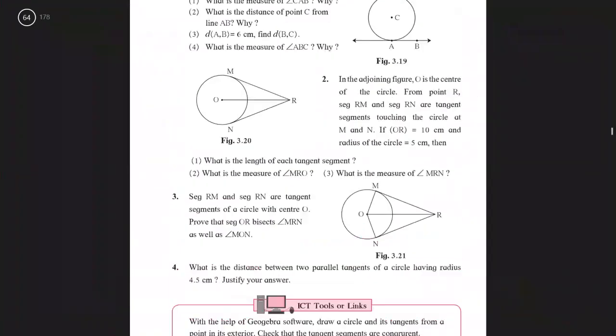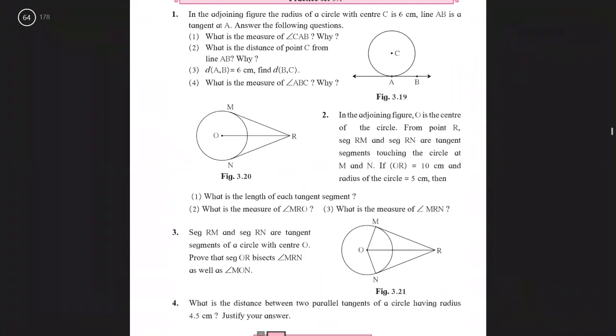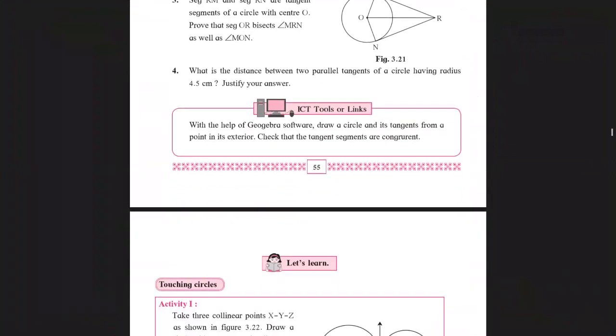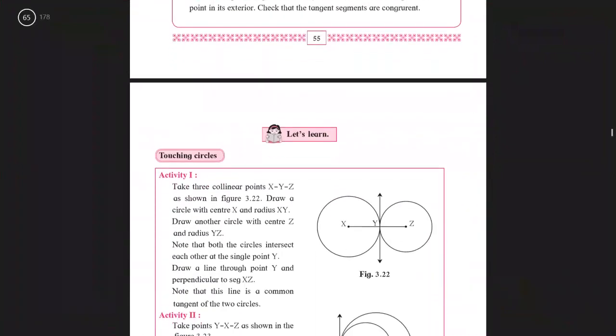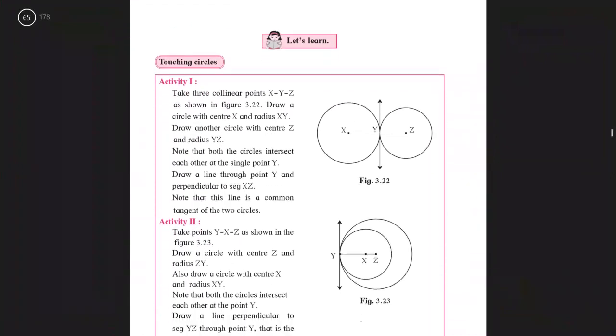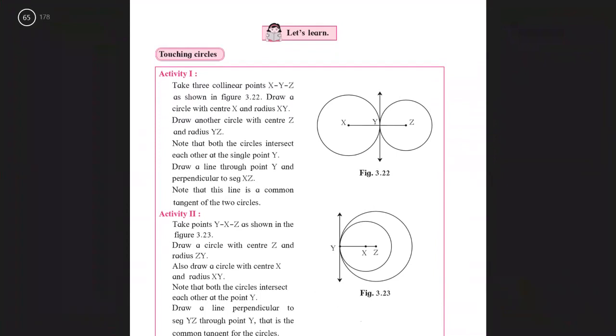With this, we finish with exercise 3.1. We have 4 questions and all 4 questions are done. You are supposed to be writing it in the classwork with proper figures drawn, questions written and the answers written. Okay. So with this, we finish exercise 3.1. Exercise 3.2 is a very simple exercise.